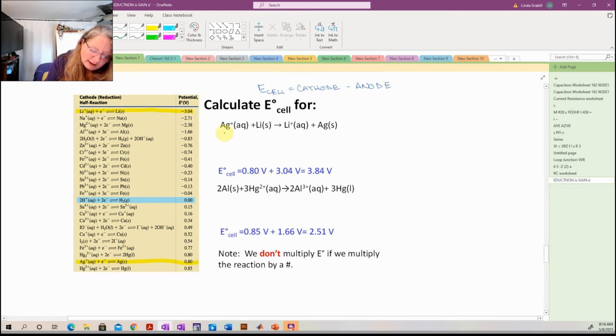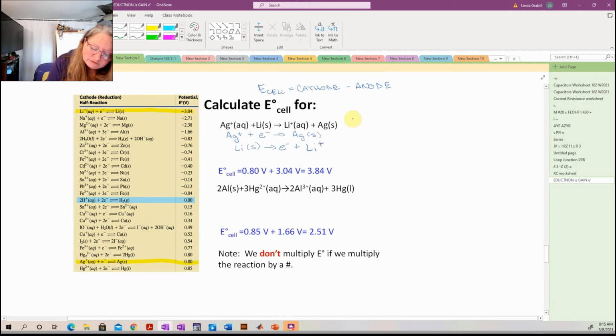So what do I have? I have my little half reactions, Ag+. I'm going to gain an electron, let's put my negative sign in there, and go to Ag solid. And then the other one is my lithium. And what am I doing? I am losing an electron on this side, plus lithium, not Ag. Plus. All right.